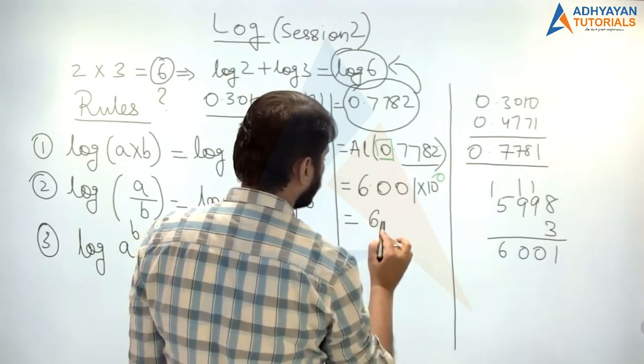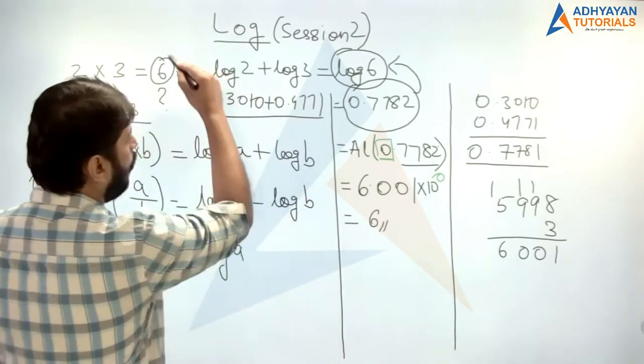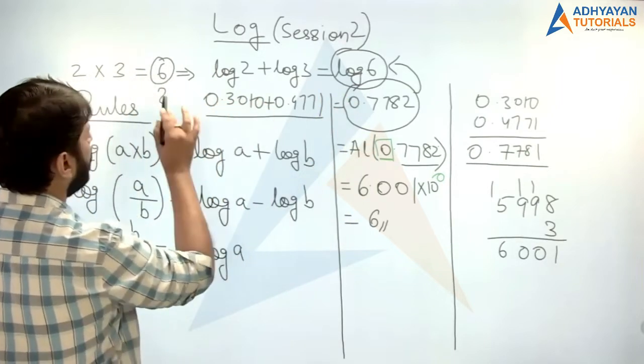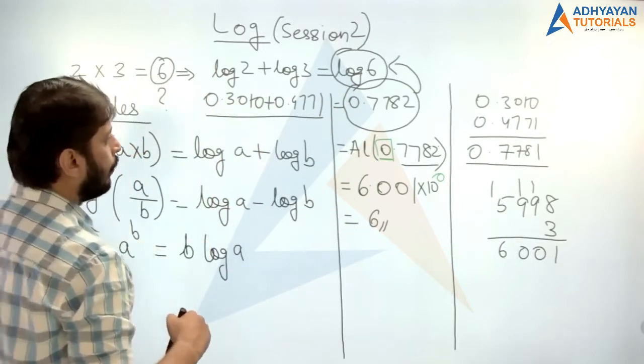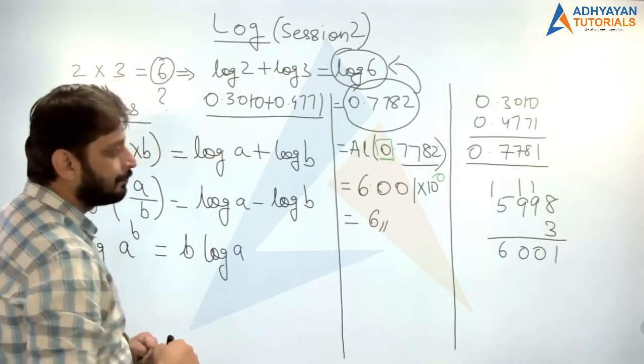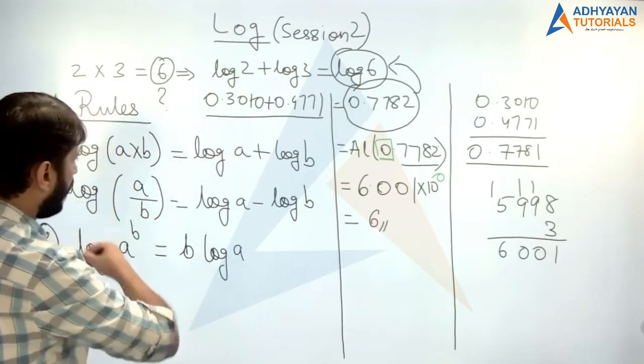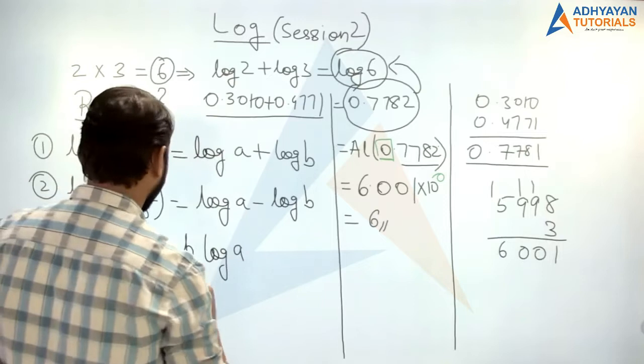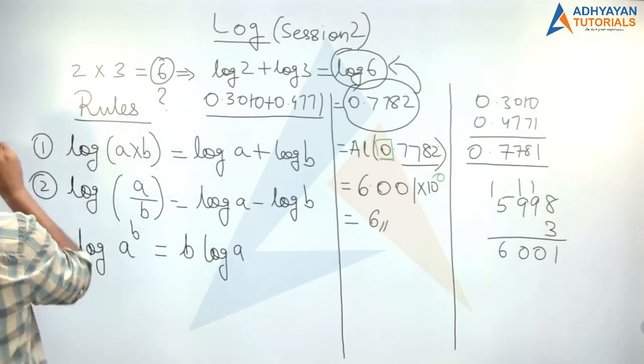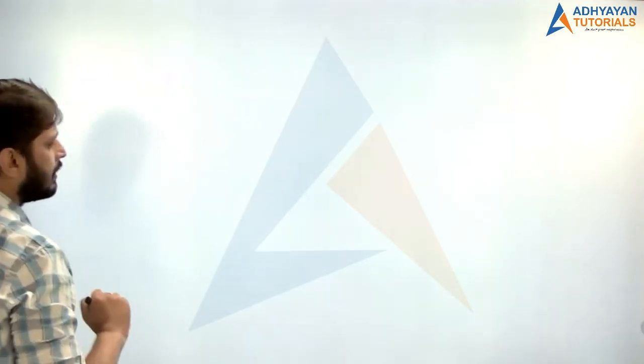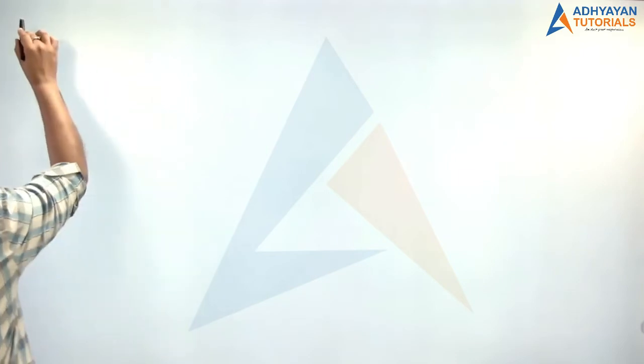That means it is 6. So if I did it using log, 2 into 3, the answer is 6. I hope you understood both of these things. Now we will use these things in this formula and see how to go about it. Let us come to some examples.